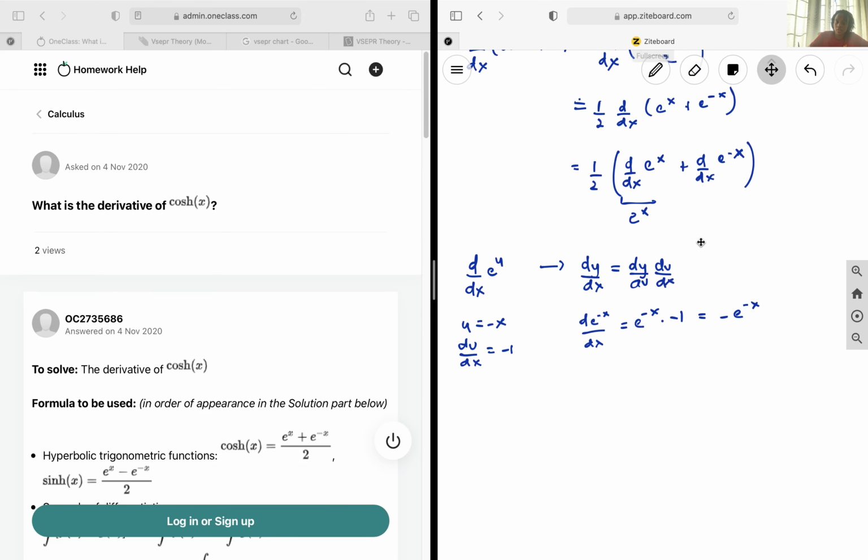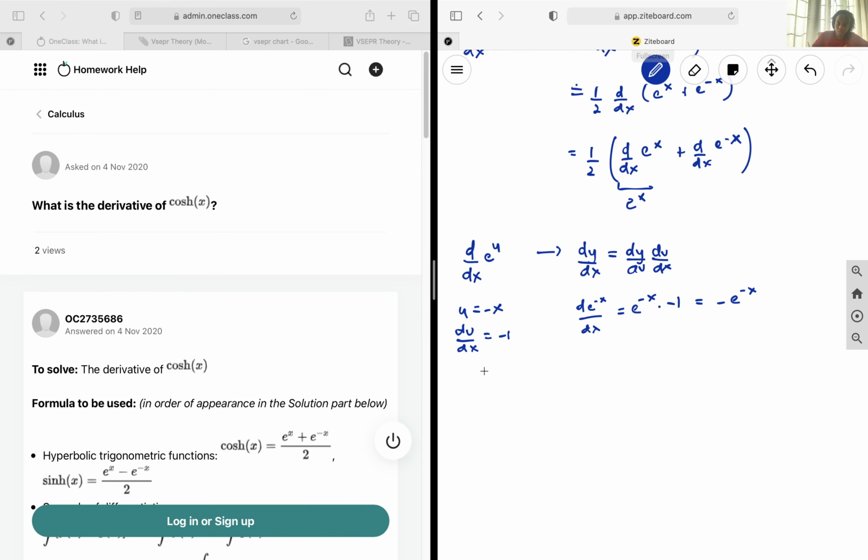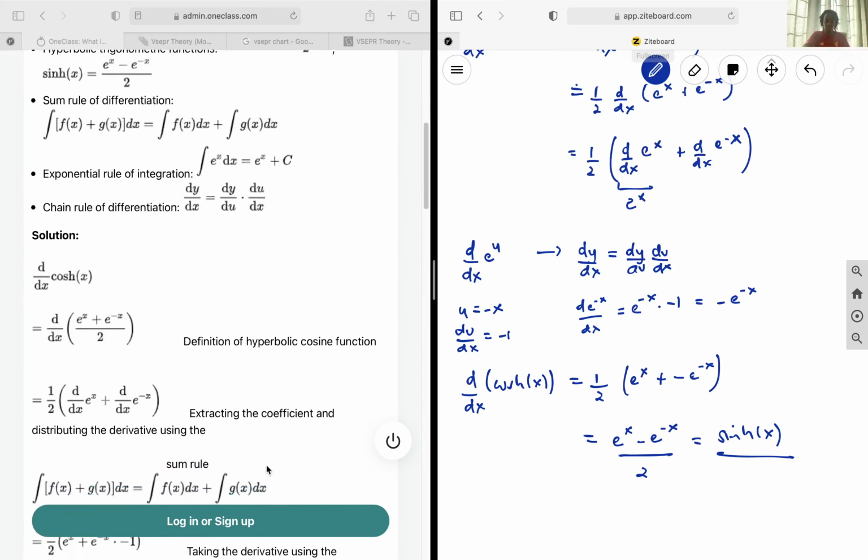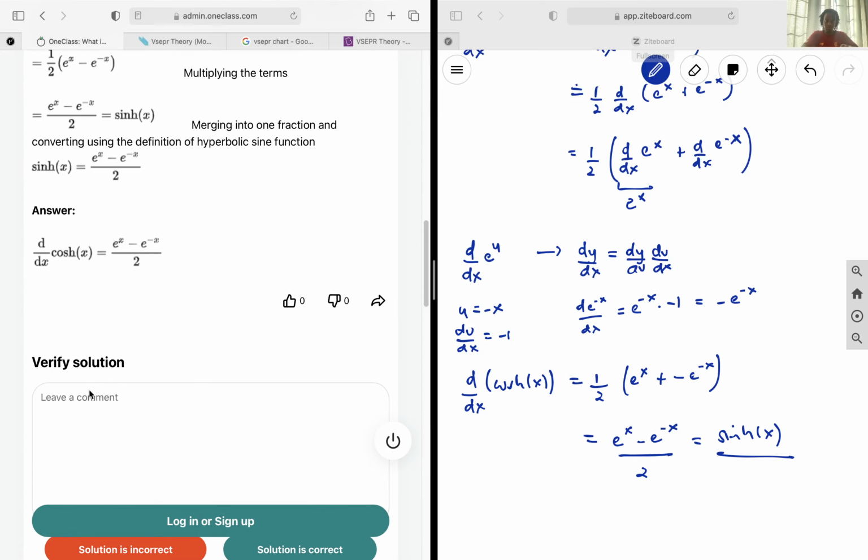And so now when we plug that all back into what we have here, we will get that d over dx of this function is going to be 1 over 2 times e to the x plus negative e to the minus x. And this will become e to the x minus e to the minus x over 2. This is actually another hyperbolic trig function, that of sinh. So it's going to be equal to sinh x. And that is going to be our final answer.